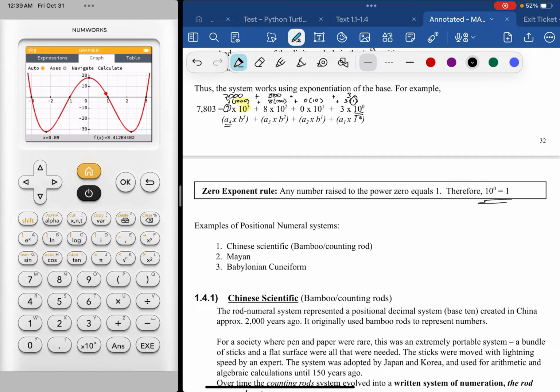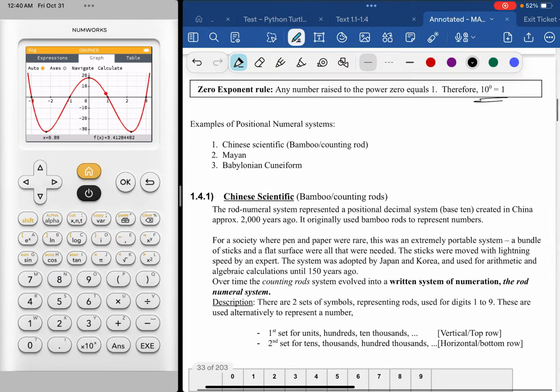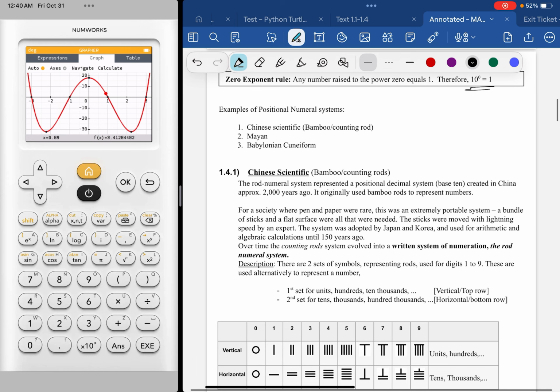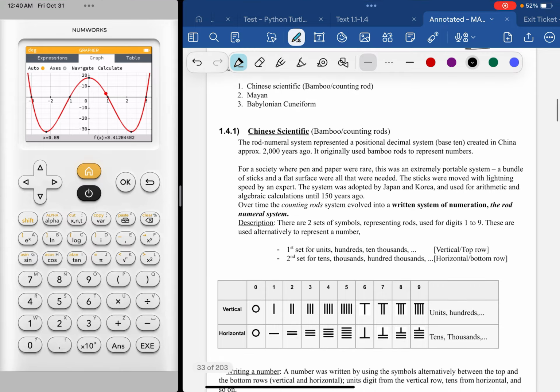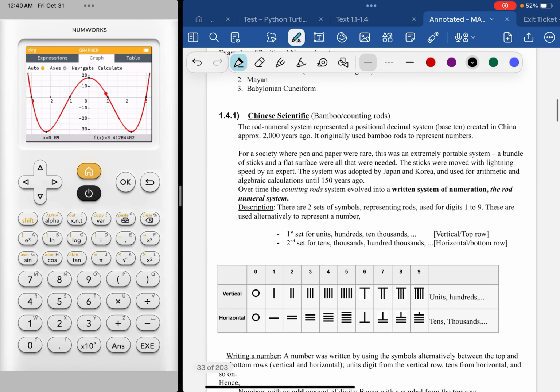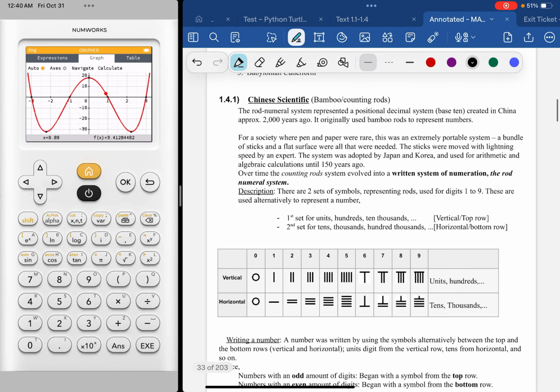The examples of positional numeral systems: we have Chinese scientific, that's the bamboo and counting rod approach, the Mayan system and the Babylonian cuneiform. All right, we'll start off with the Chinese scientific. We have a rod numeral system created about 2,000 years ago. It used bamboo rods to represent numbers. That's where it gets its name.